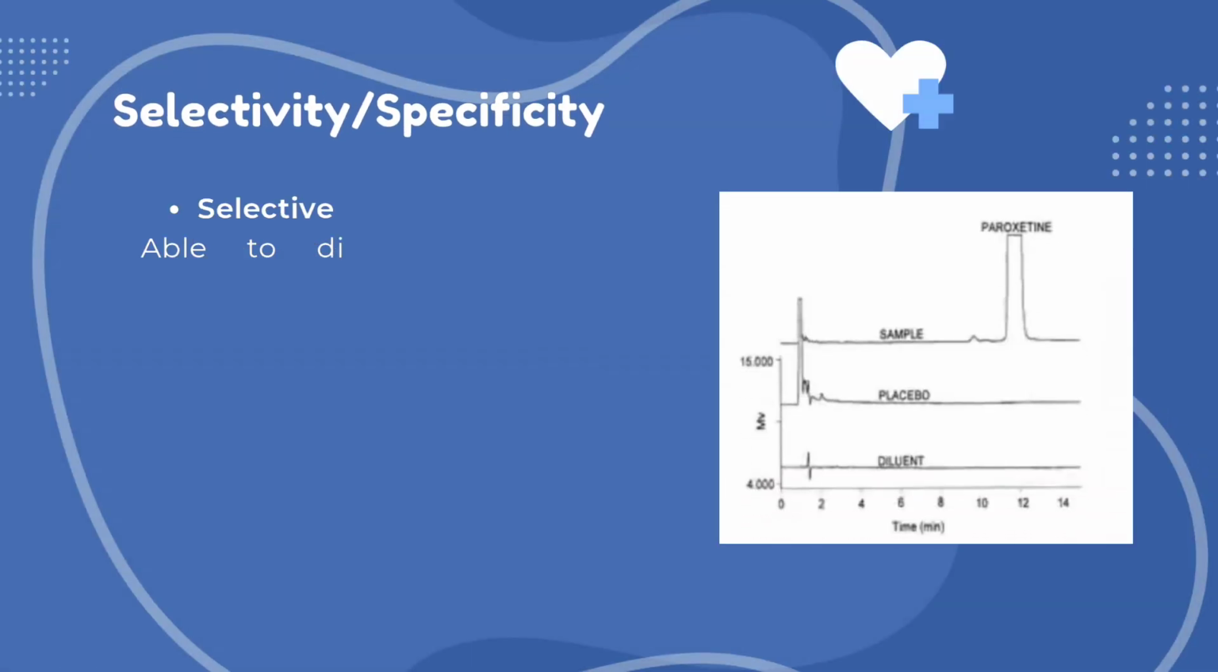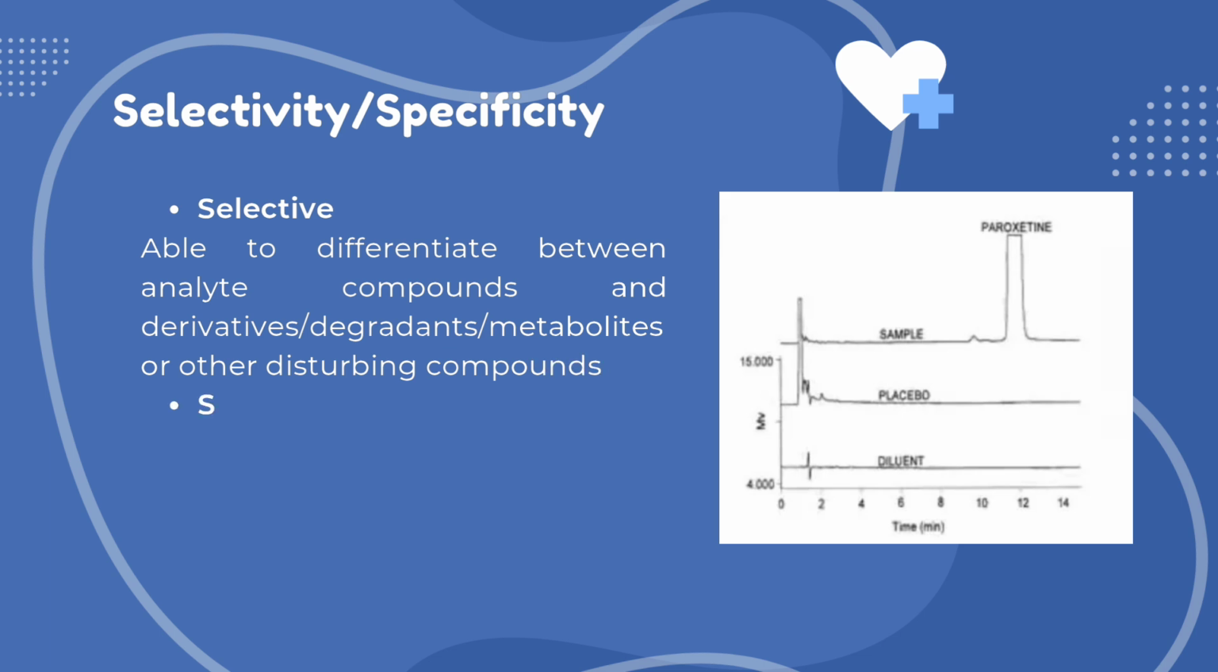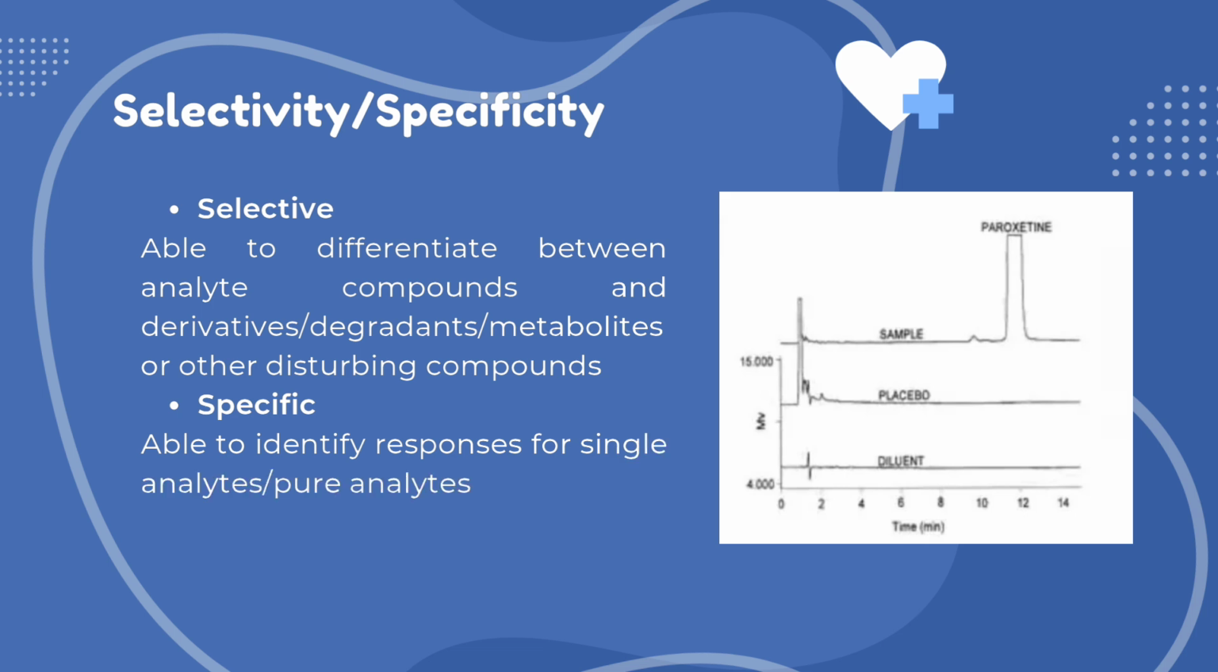Selectivity and specificity. Selective: able to differentiate between analyte compounds and derivatives, degradants, metabolites, or other disturbing compounds. Specific: able to identify responses for single analytes, pure analytes. The selectivity and specificity test can also use the standard addition method, and then the results are observed. If the sample is added with the standard addition, the analyte should appear. If an addition is made, it means the placebo effect becomes stronger.